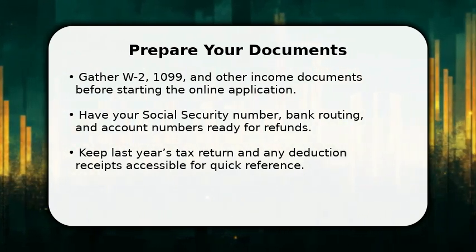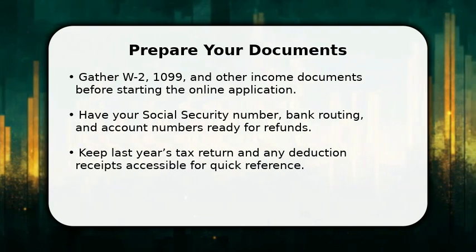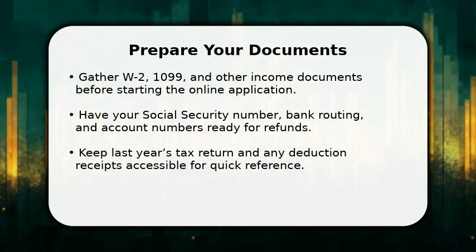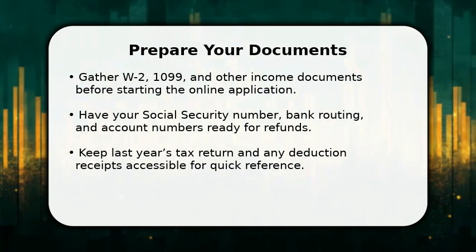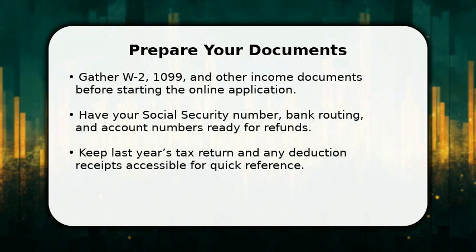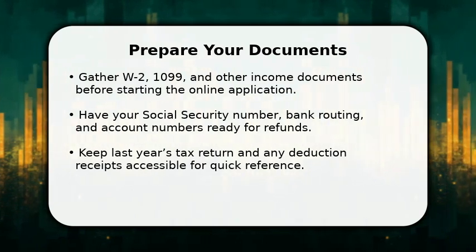Next, upload or enter income details from W-2 and 1099 forms, then choose filing status. Save progress frequently, and prepare digital copies of receipts for deductions before you continue to the next section.